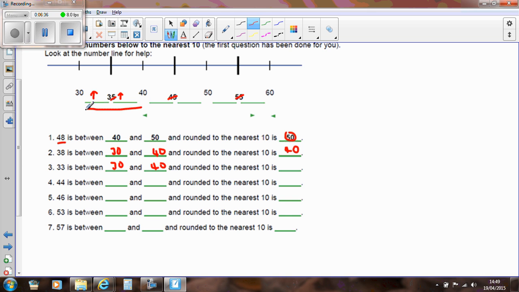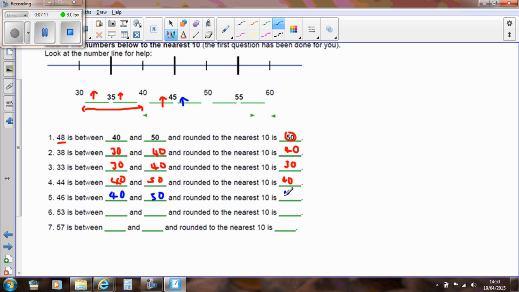We have a look in terms of that being the line. 44 is between 40 and 50, and 44 is probably about there, which means it's closer to 40 than it is to 50. So the answer to that one's 40. That was 30. Let's change pens. 46 is between 40 and 50, the same again, but 46 is probably about there. It's closer to 50 than it is to 40, so we've rounded to the nearest 10.